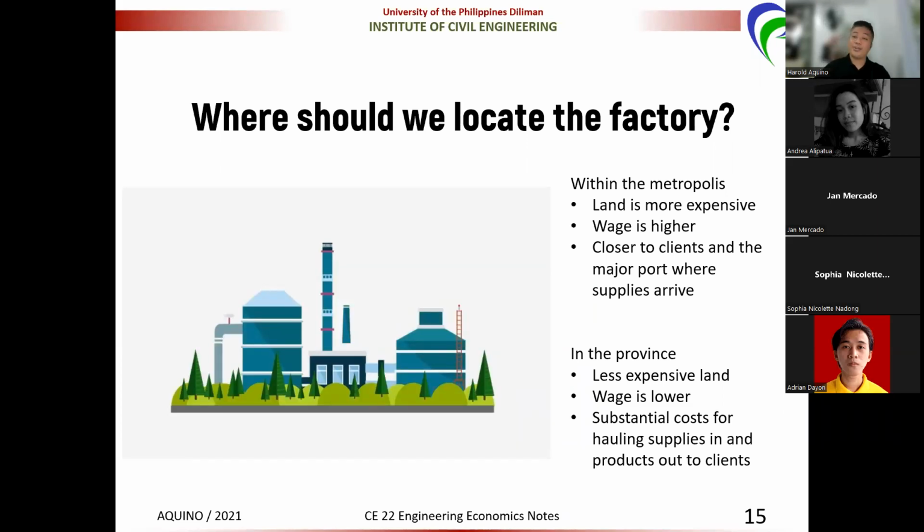Well, on the flip side, if you situate your factory within the metropolis, you'll be closer to the clients, and you'll also be closer to the major ports where the supplies arrive. In contrast, if you locate it in the province, there'll probably be substantial cost for hauling supplies in and hauling products out to clients. No? So may mga trade-offs tayo. And the key to actually deciding which of the two options is better is to evaluate each of these and then to do an overall economic analysis. All right?